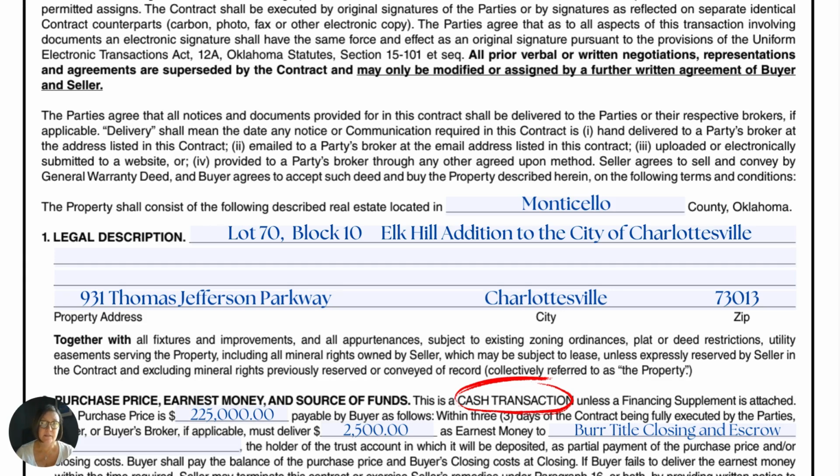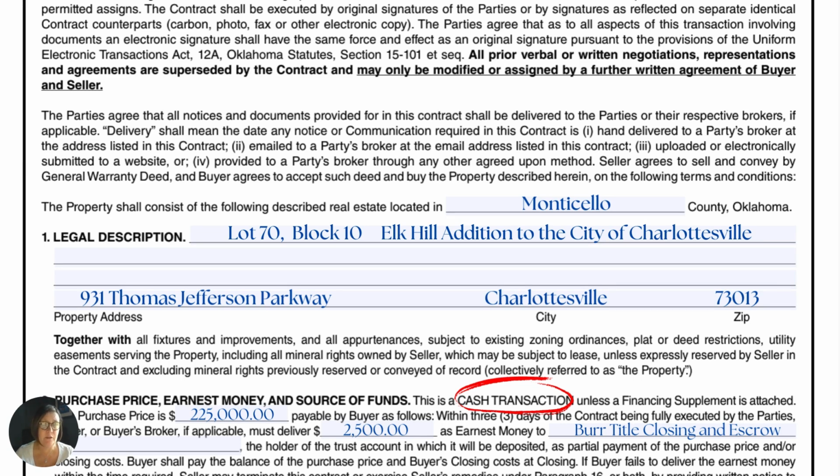So the property is going to consist of the real property located in the county that the property is located in. Then you're going to fill out the legal description. If it's lengthy, you can do an addendum for a lengthy legal. But a lot of times, especially in town, it's going to be lot, block, addition to the city of whatever the city is. Then we need to have the property address. Make sure that the property address matches what the postal service has for their mailing address.